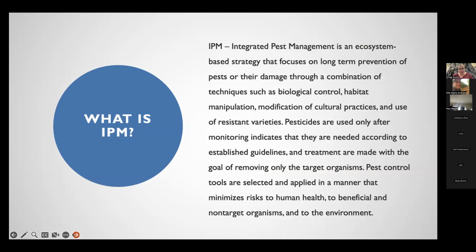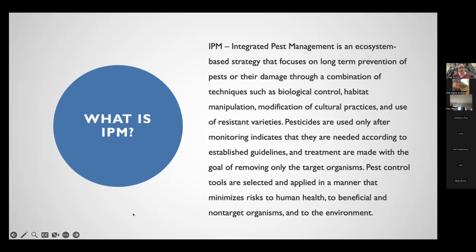I'm an IPM advisor. IPM stands for Integrated Pest Management, and it's an ecosystem-based strategy. So when we look at a problem, we're not just looking at the insect. We are looking at how everything works together because everything is connected. When you change one thing, there are going to be ripple effects. So you really need to look at the ecosystem and look at the problem within that context.